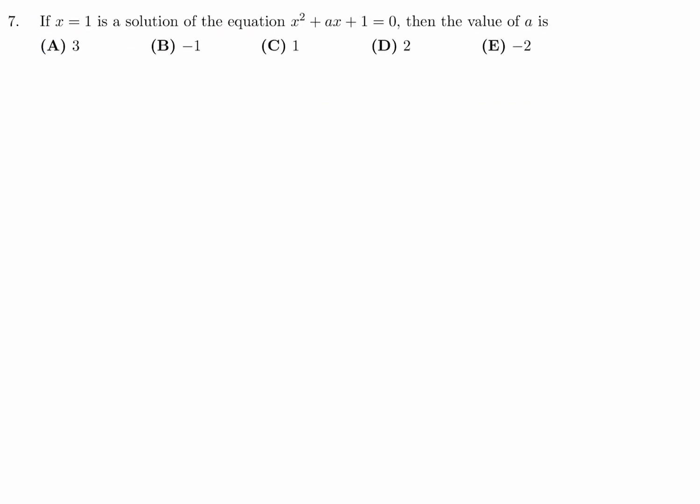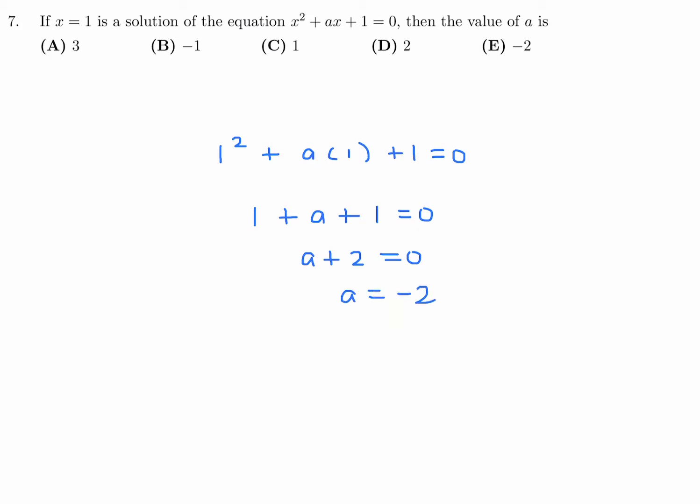If x equals 1 is a solution of x squared plus ax plus 1 is 0, then the value of a is. Substitute x equals 1 into that equation, and when you do, you get 1 squared plus a times 1 plus 1 is equal to 0. So that means 1 plus a plus 1 is 0. a plus 2 is equal to 0. a is equal to negative 2. So number 7, the answer is E.